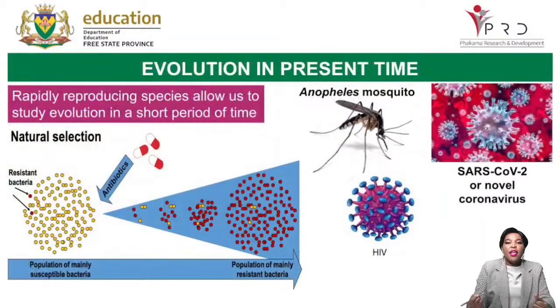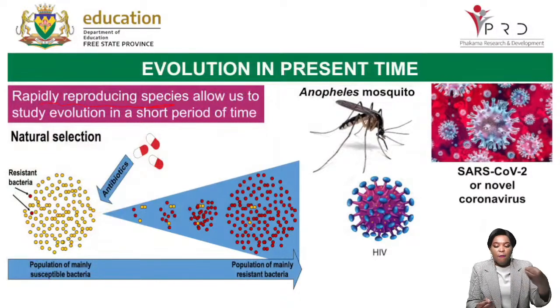Right. And then evolution, as it is happening nowadays in present times. We say evolution, it is continuing. We see this in rapidly reproducing species. Your species like your bacteria, your viruses, and the mosquitoes, they are reproducing rapidly. So because they reproduce very rapidly, we are able to see the change fast. We are able to see that evolution.